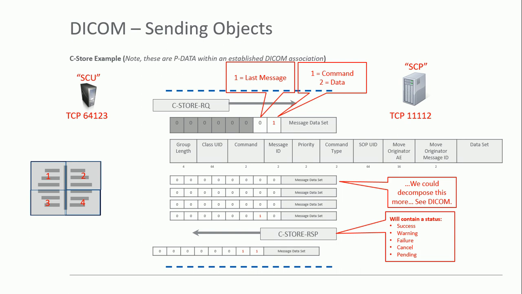The SCP is going to say, look, I got all this stuff, but I can't process it for this reason, or I didn't get all this stuff. Something looks like it's wrong. Maybe the checksum doesn't match or something like that. So that's going to be our status message.